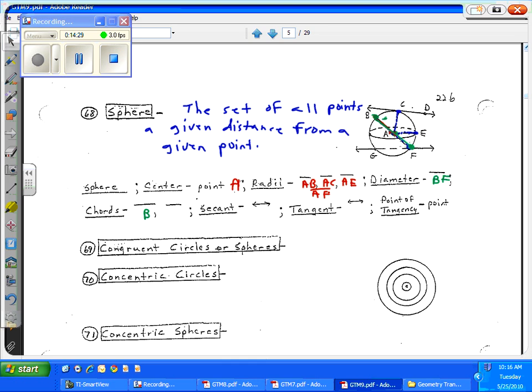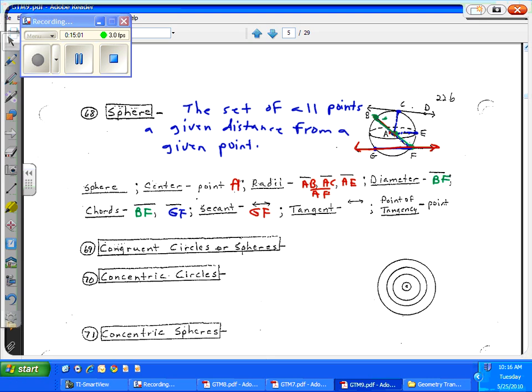A chord is a segment joining 2 points on the sphere, so the diameter BF is a chord that passes through the center. We also have a point G and a point F, and that segment that connects them, GF, is a chord, a segment joining 2 points on the sphere. A secant would be a line that intersected the sphere in 2 points. It went through the C and couldn't stop.